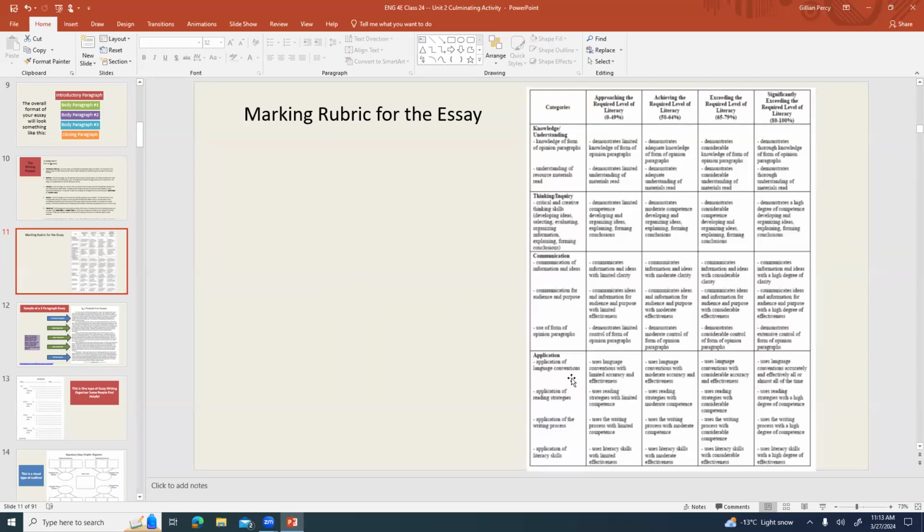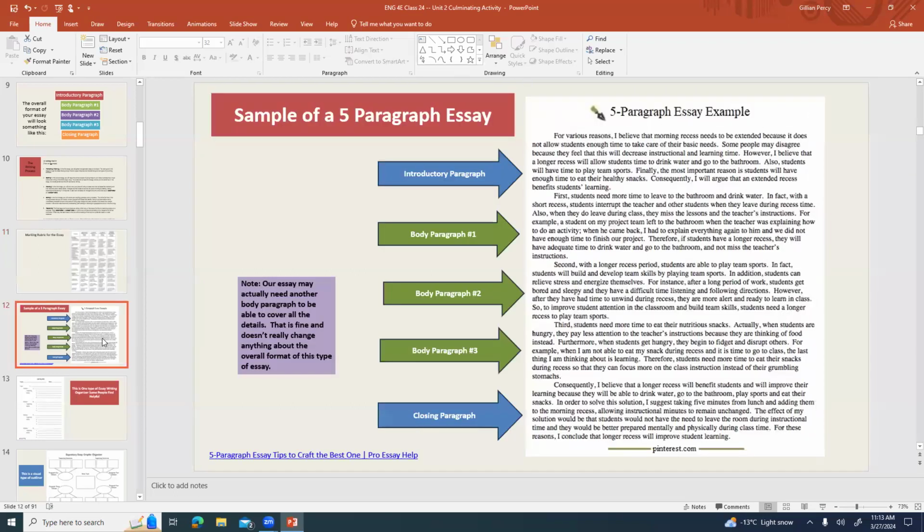And then application. This is kind of more the nitty gritty stuff. This is where I'm looking at things like, are you using grammar correctly? Are you using punctuation, capitalization, all that kind of stuff? Here it talks about literary skills. It's kind of generic. Same thing with language conventions. Okay. So that's sort of the overall marking scheme for the rough and the good copy.